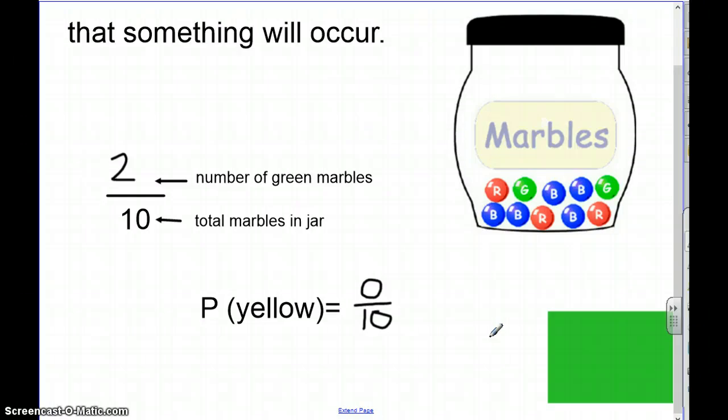Or in other words, it is impossible. It has to be impossible because there are no yellow marbles in the jar. So you're never going to draw one, okay? So we say that those chances are impossible, or 0 out of 10, 0 tenths.